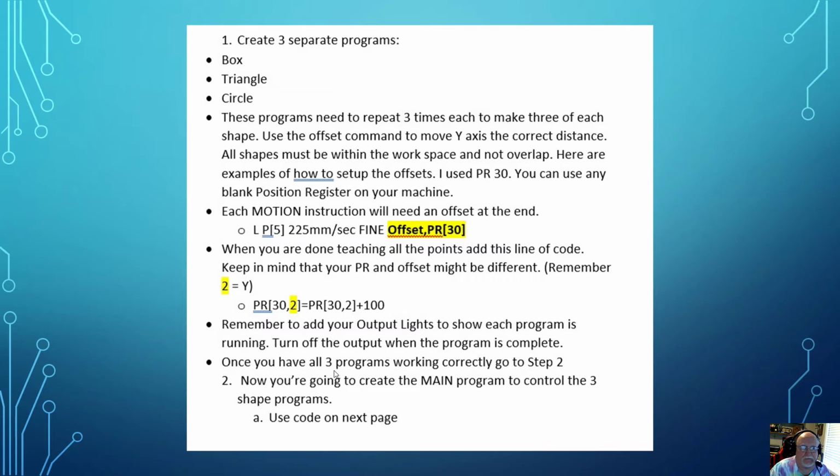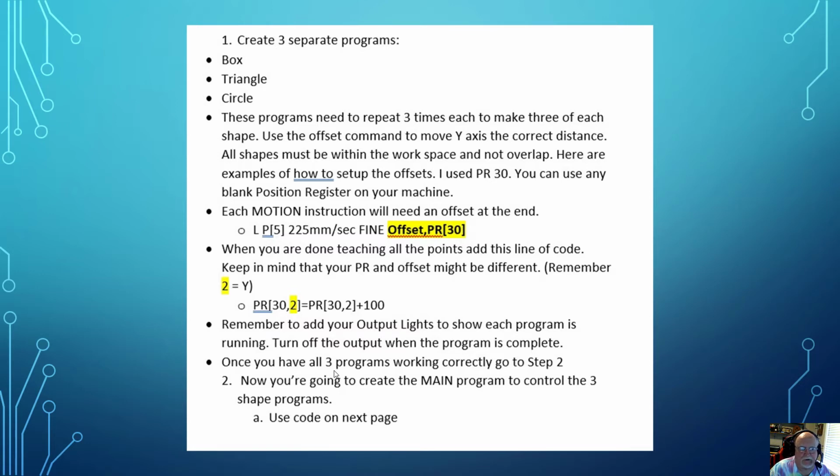You're going to create 3 programs: a box, a triangle, and a circle. And these programs need to repeat 3 times each to make 3 of each shape. Use the offset command to move the y-axis the correct distance. All shapes must be within the workspace and not overlap each other. Here are some examples of how to set up the offsets. I used PR30 in my test lab.